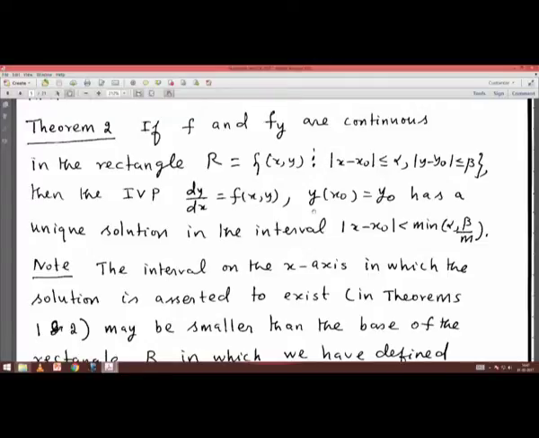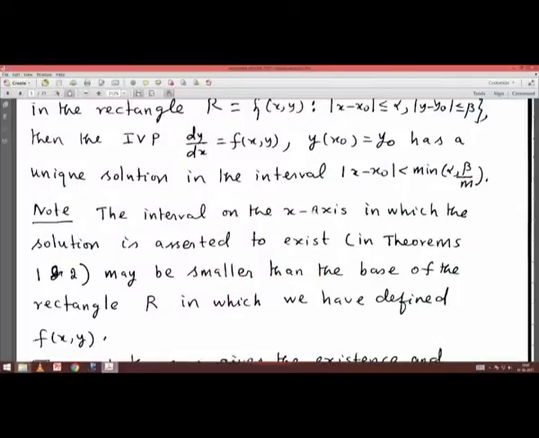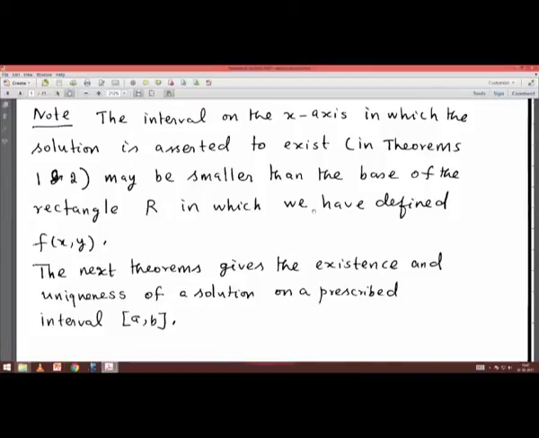So, the initial value problem has a solution and that solution is unique, in an interval which is such that it encloses the initial point x naught. So, it may so happen that the interval on the x axis in which the solution is asserted to exist in the previous two theorems may be smaller than the base of the rectangle R in which we have defined the function f of x comma y.